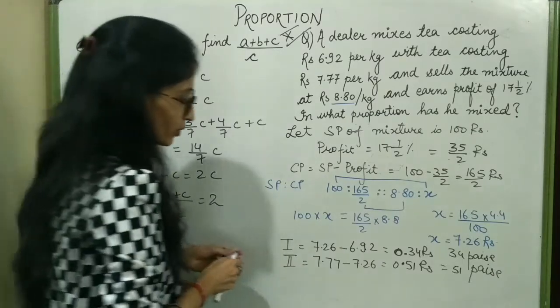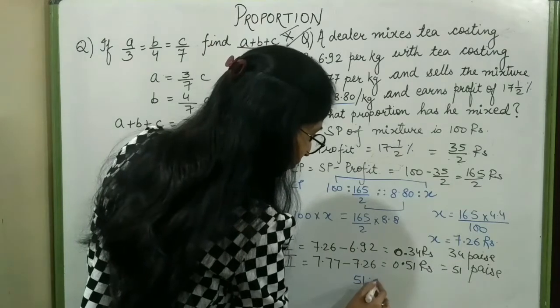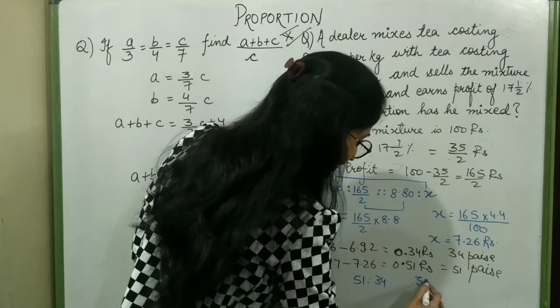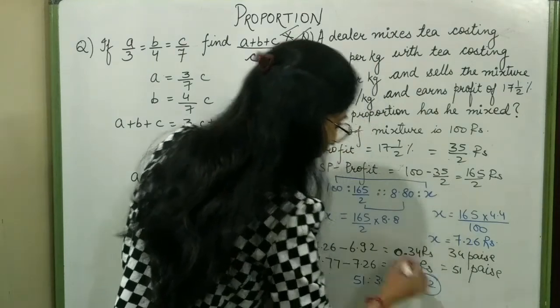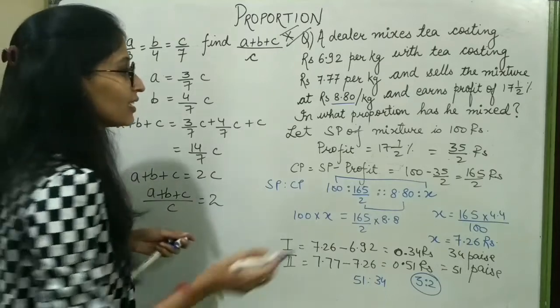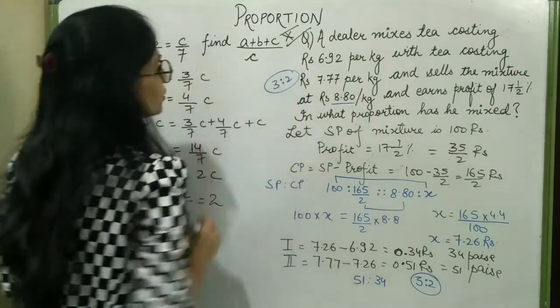So the ratio in which these are mixed is 51:34, which is 3:2. So the dealer has mixed the two teas in the ratio of 3:2.